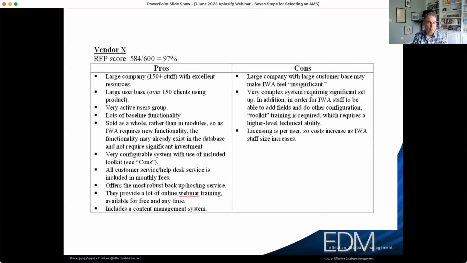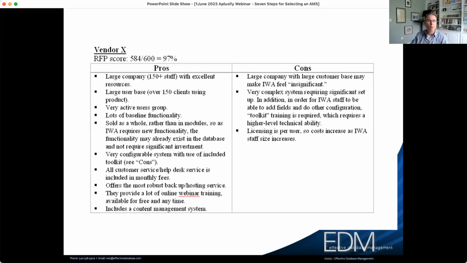One of my favorite examples is the third bullet point down. This vendor has a very active users group. I consider that a pro because I think users groups are incredibly valuable. And a lot of AMS providers actually don't have user groups. So I think that's a big pro. But I've had plenty of clients over the years tell me, we don't care. We wouldn't ever go to the user group because for X, Y, or Z reason. And that's, again, perfectly legitimate.